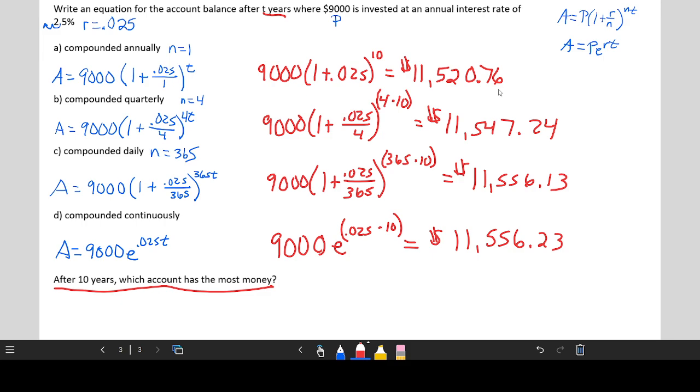And so we can see that as the interest is compounded more often, you end up with more money at the end of the 10 years. So compounding 4 times per year already gave us more interest than once per year. 365 times a year gives us more than that, and continuously is always going to give us the most.